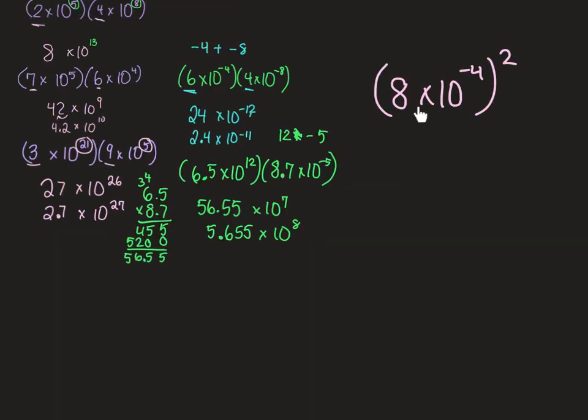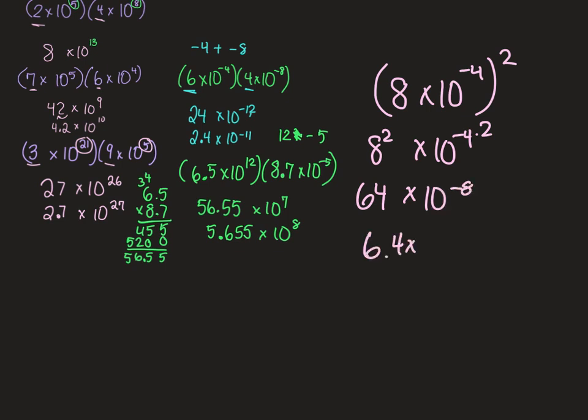All right, let's take this scientific notation. This whole thing is squared. So you could think of it 2 different ways. You could say this 2 affects the 8 and the 2 affects the negative 4. 8 squared is 64. 10 to the negative 4th times 2 is 10 to the negative 8th. I've got to adjust, so I make it 6.4, and I go up by 1, which is actually negative 7.